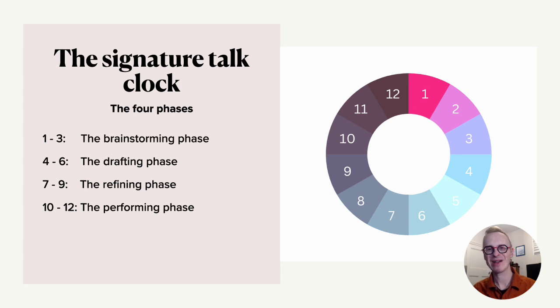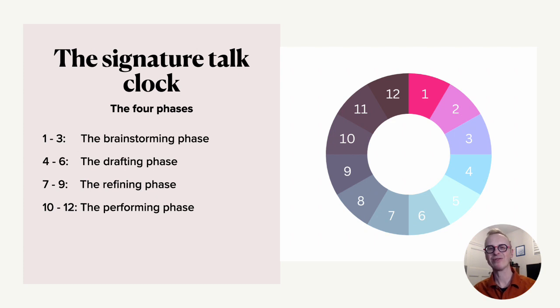And just like a clock, there are 4 quarters. So steps 1 to 3 are the first quarter or the first phase, and that's our brainstorming phase. Then we've got steps 4 to 6, which is the drafting phase, steps 7 to 9, the refining phase, and then finally steps 10 to 12, the performing phase. So that's the process in overview, and I'm going to be talking a little bit about each of those steps in the later videos.